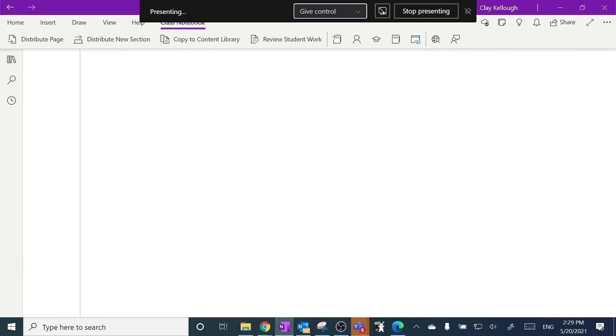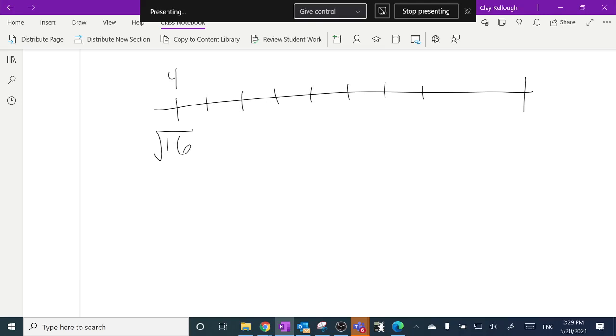Okay, well, if the square root of 16 is 4, so if that's 4, and let's go 17, 18, 19, 20, 21, 22, 23, 24, 25. Pretend that all those are the same distance apart. Here, let me move it over a bit. 25. And I know that the square root of 25 is 5.